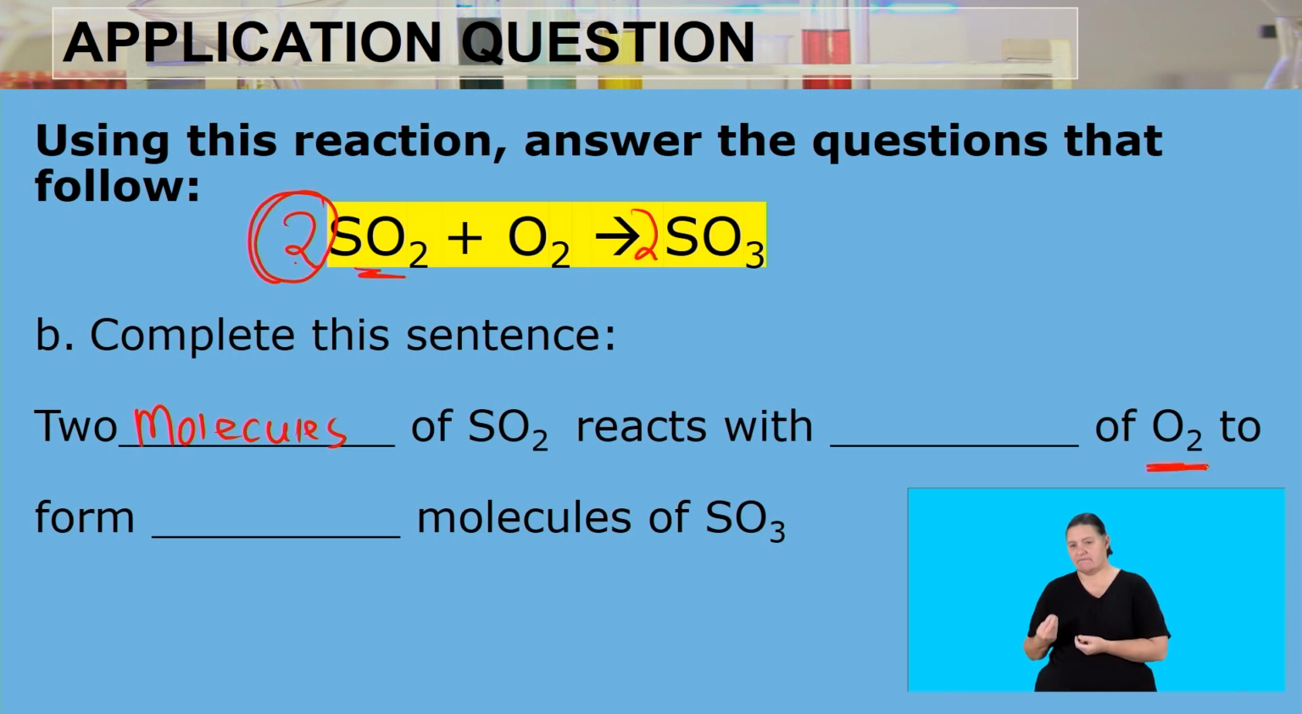So 2 molecules of SO2 reacts with what? We have oxygen. How many molecules of oxygen do we have? We only have 1. So it reacts with 1 molecule of oxygen to form what? How many SO3s do we have? How many molecules do we have there? 2. So therefore, to form 2 molecules of SO3. So the sentence must read, 2 molecules of SO2 reacts with 1 molecule of O2 to form 2 molecules of SO3.